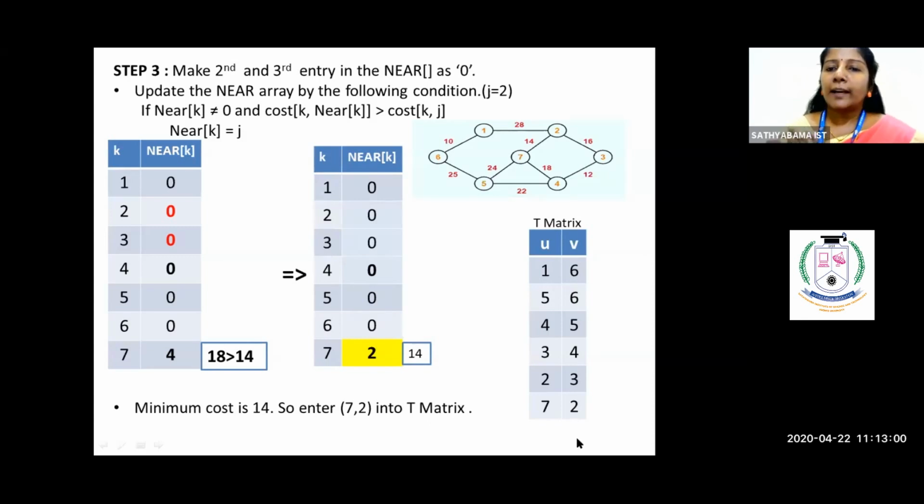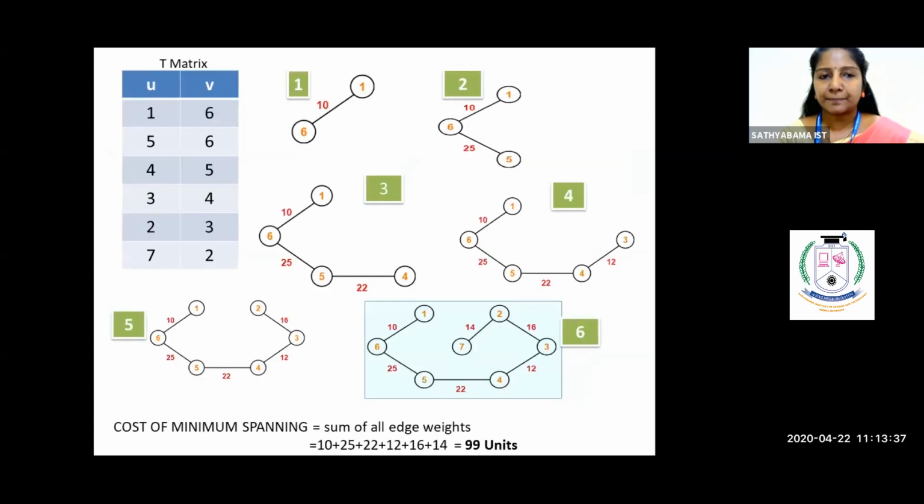For example, while solving some other problem, if we didn't get all the n-1 edges, we have to conclude that there is no minimum spanning tree for the given example. I repeat, if after finishing this we didn't get n-1 edges in the T matrix, it concludes that there is no spanning tree in the given graph. In our example graph, we got the n-1 edges. We got 6 edges. So we have a minimum spanning tree.